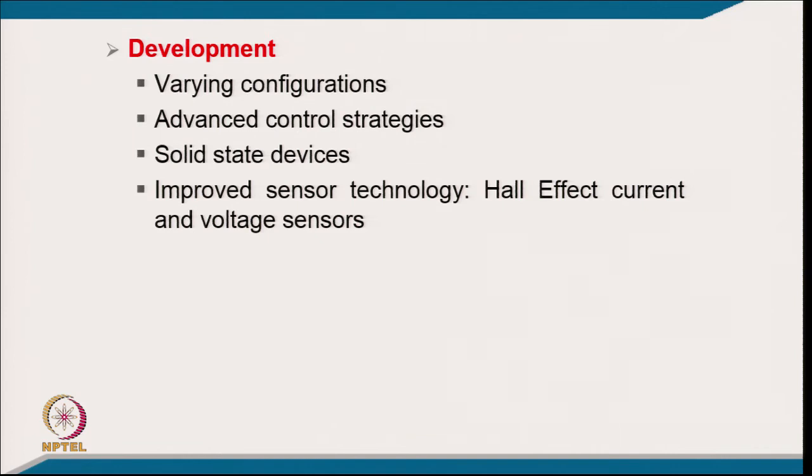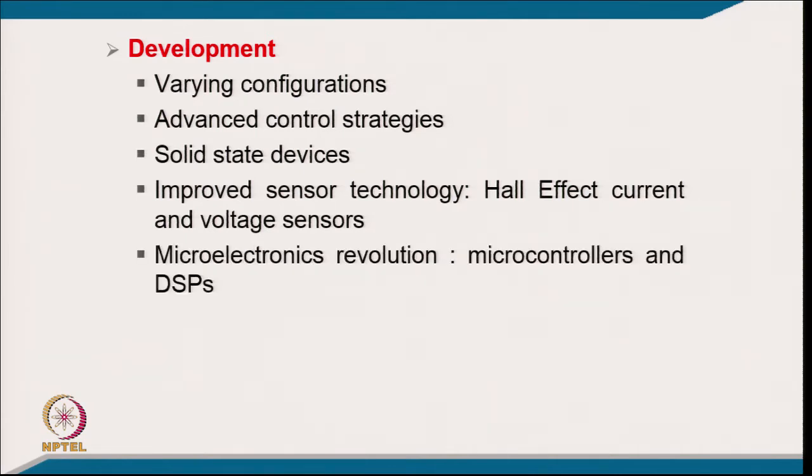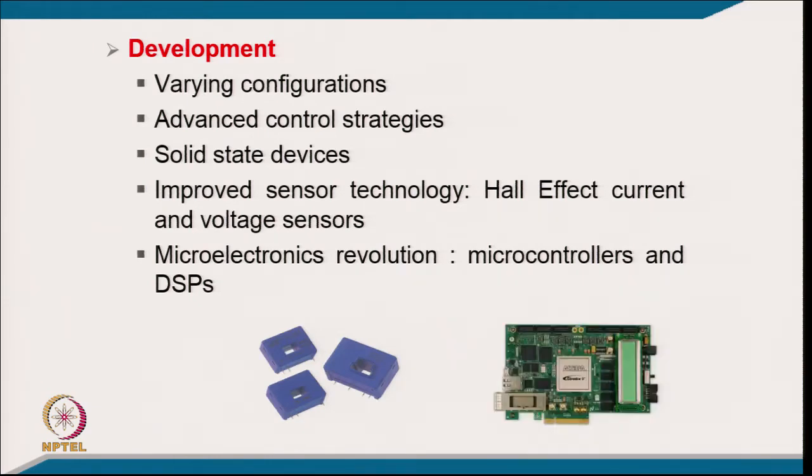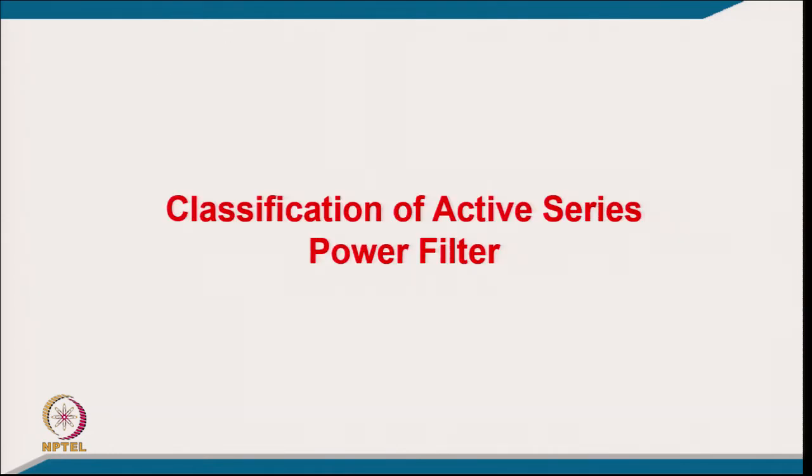different solid state devices and improved sensor technology, typically requiring Hall effect current and voltage sensors. Of course, with the microelectronics revolution, microcontrollers and DSPs are used to implement the control algorithm online. These are typically the Hall effect current sensor and the DSP board used for implementing the control algorithm. Now, coming to the classification of the series active power filter.